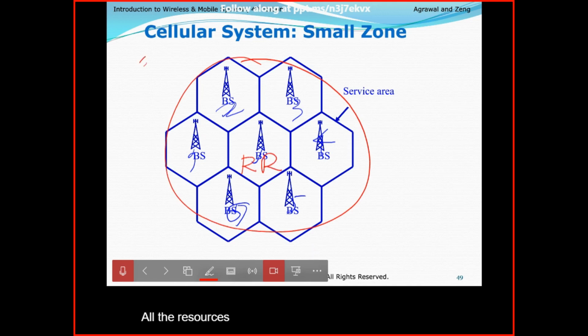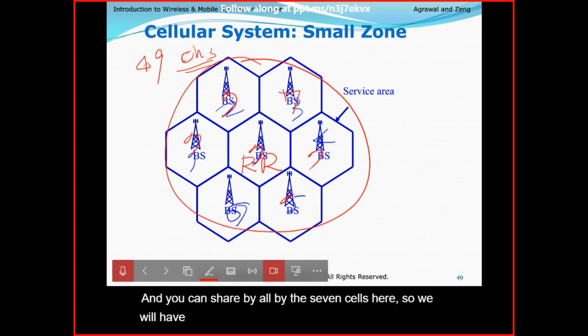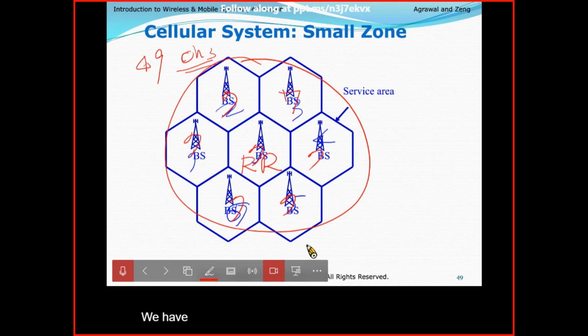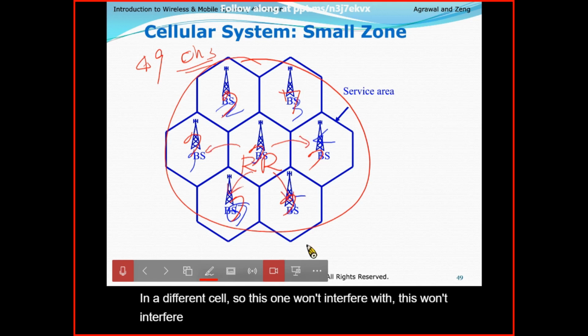For example, we have 49 channels, and you can share them among the 7 cells here. So we will have 7, 7, and 7, and 7. We have 7 channels in each different cell. Well, in a different cell, so this one won't interfere with this, won't interfere with the surrounding cells. No interference, right?